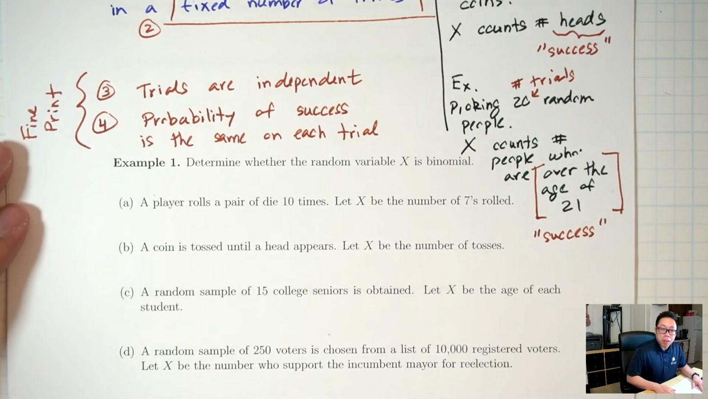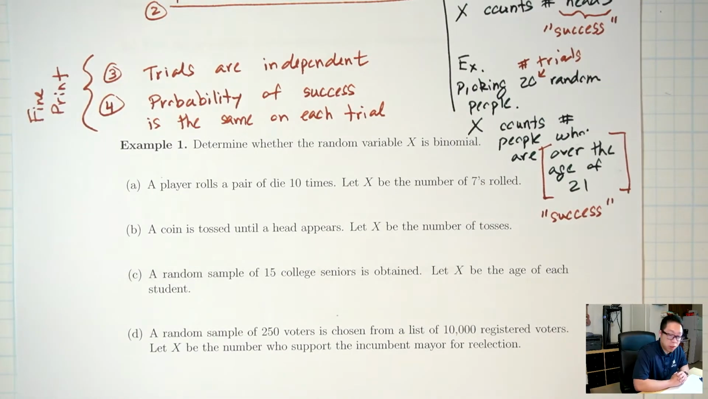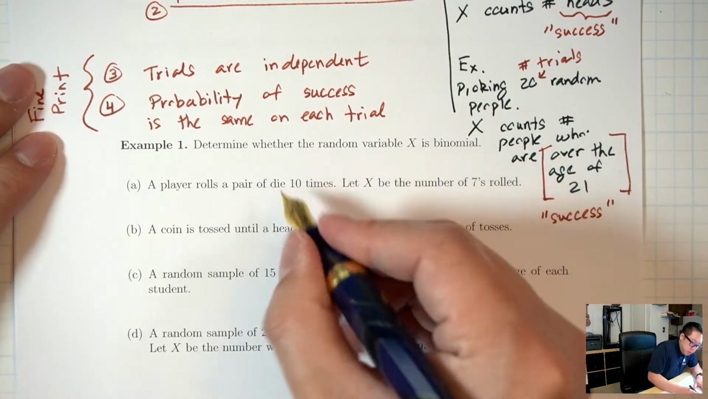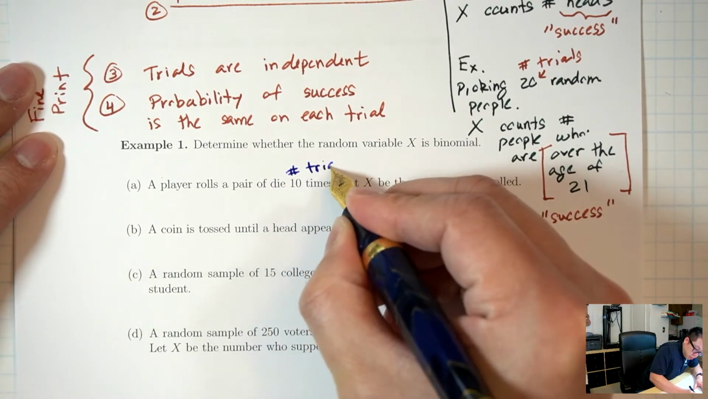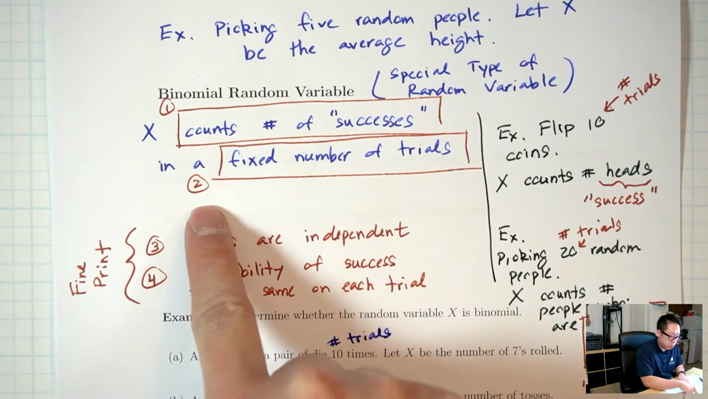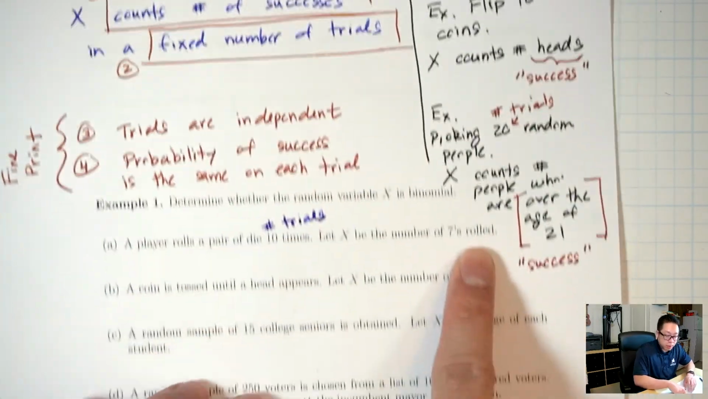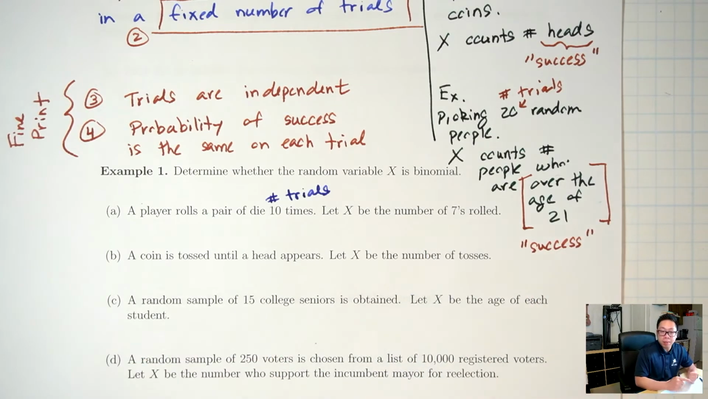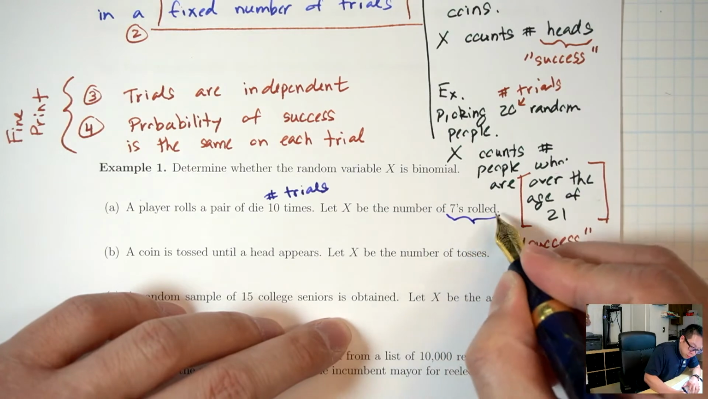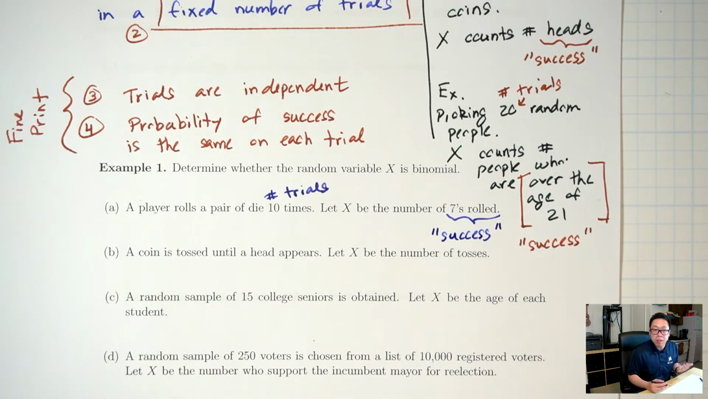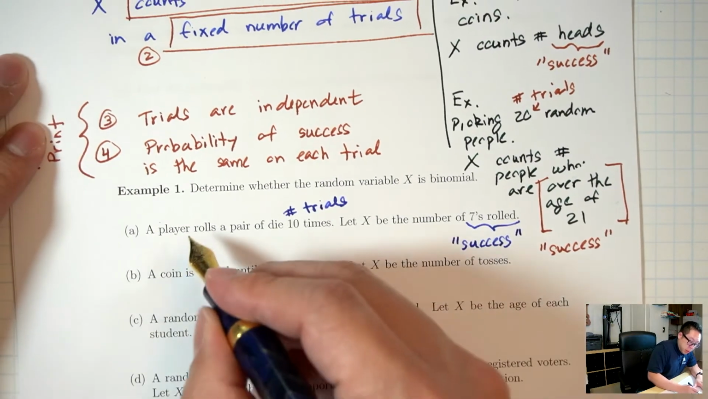Okay, let's go through a couple examples here. Some of these are binomial and some of these are not. Part A: A player rolls a pair of dice 10 times. Let X be the number of sevens rolled. Here rolling dice is the random process. We're doing it 10 times. That's the number of trials. So the number of trials is fixed. Requirement 2 is met. X is the number of sevens rolled. So is X counting the number of successes? Yes. Here, getting a 7 is considered a success, and X is counting the number of sevens that you get. So it is counting the number of successes. So this is a binomial.